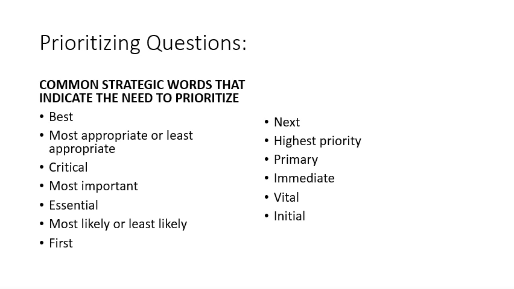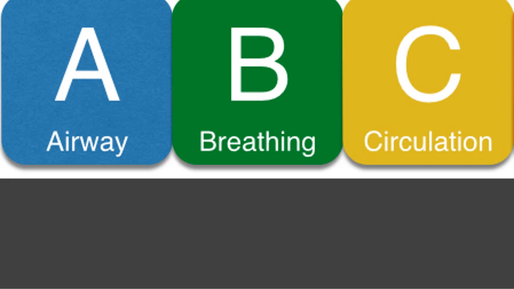Strategies useful in prioritizing include the ABCs, Maslow's Hierarchy of Needs, and the 5 steps of the nursing process. When I say that all of the options might be correct, all of the answers really might be correct, but you have to pick which answer or what would you do first. We are going to talk about ABCs, Maslow's, and the 5 steps of the nursing process next.